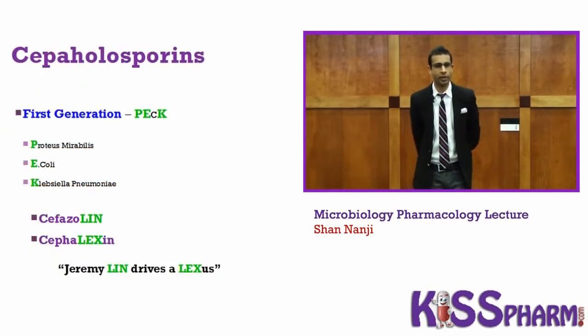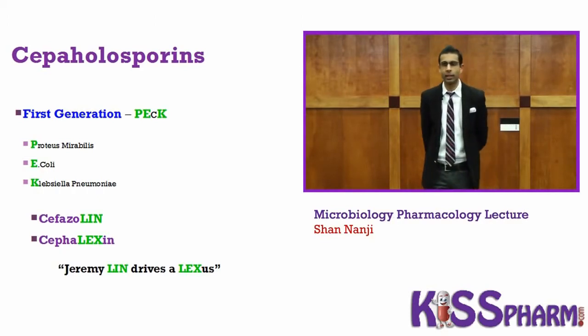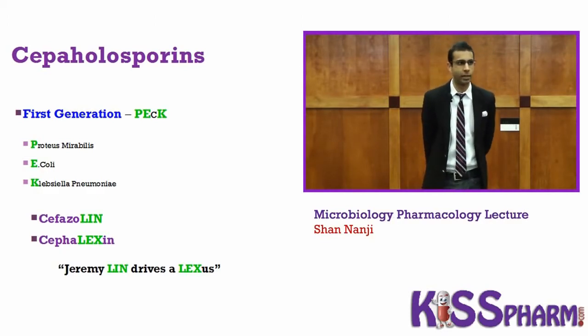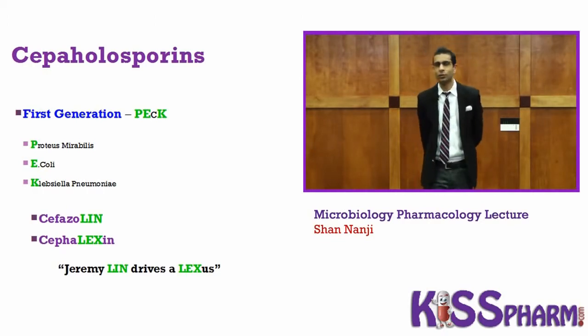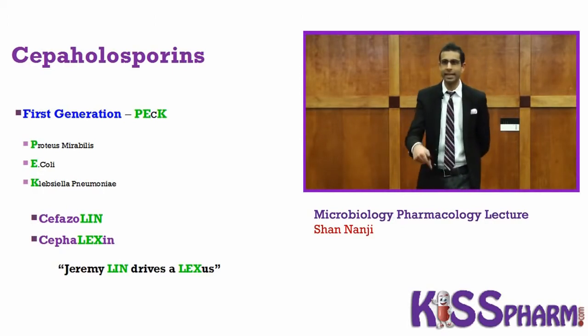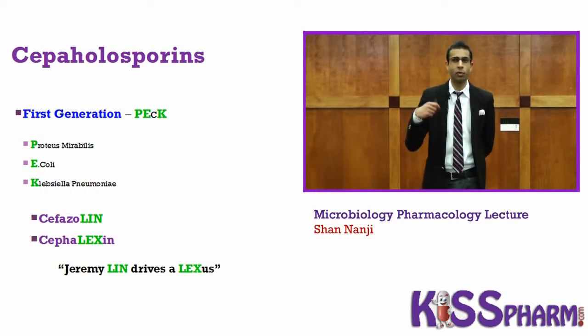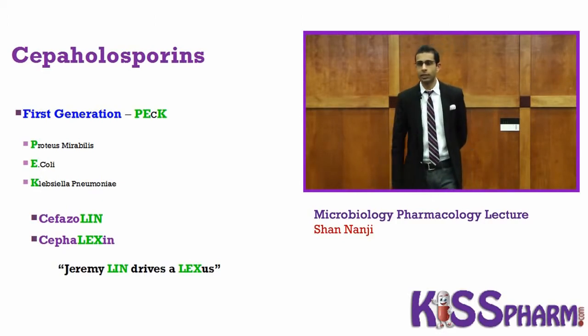So look at this, first generation. We use it to treat PEC, Proteus, E. coli, Klebsiella. Mnemonic straight out of the book. See it? So first generation cephalosporins we use to treat PEC. P for Proteus, E, C for E. coli, K for Klebsiella. Understand? So the P stands for Proteus. EC for E. coli, K for Klebsiella.